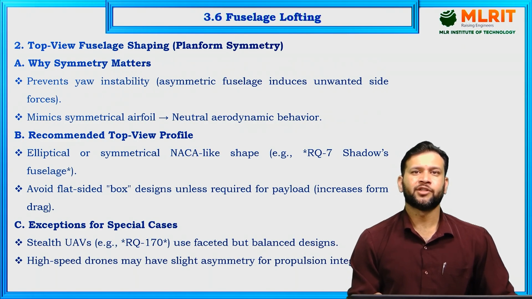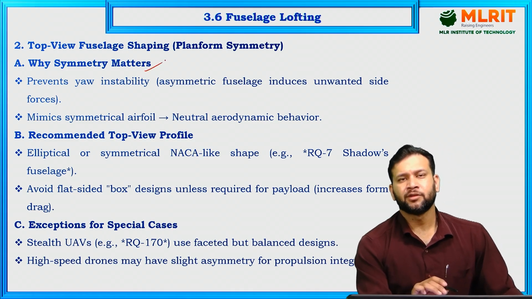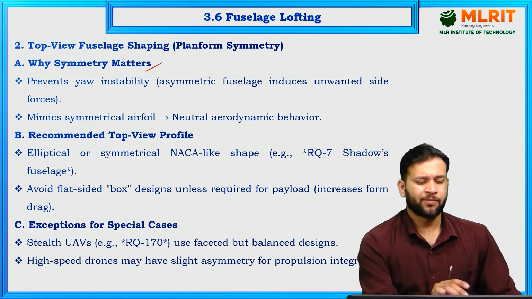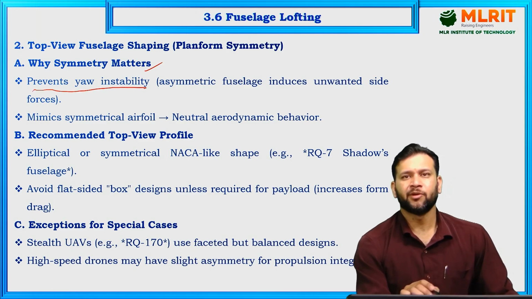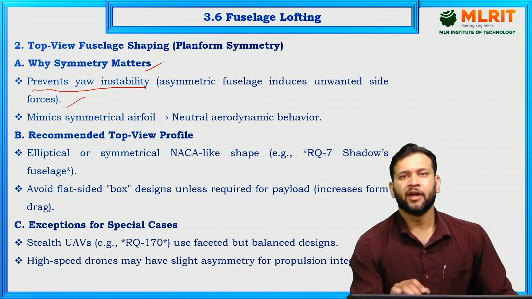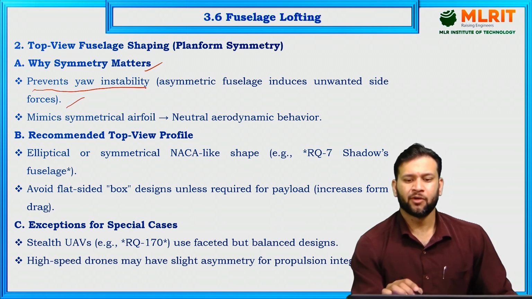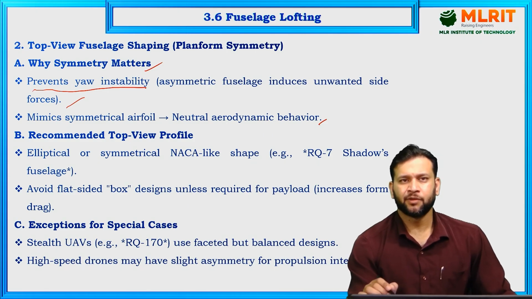Top view fuselage shaping. Why does symmetry matter in fuselage design? Because it prevents yaw instability. Because an asymmetric fuselage induces unwanted side forces. It mimics a symmetrical airfoil, which has neutral aerodynamic behavior. The flow will be neutral on either side of the fuselage.